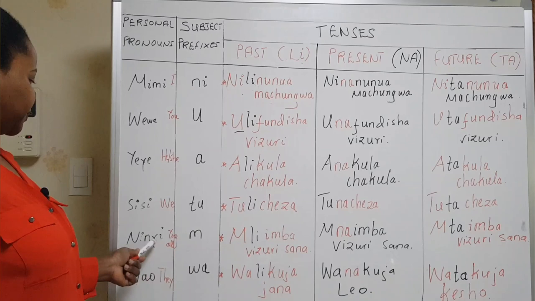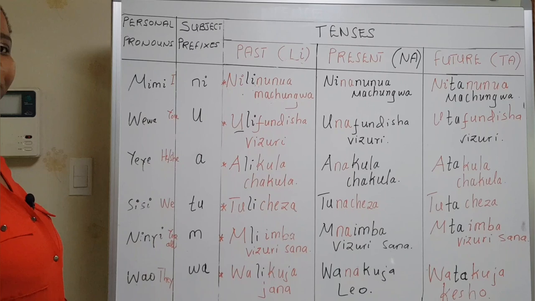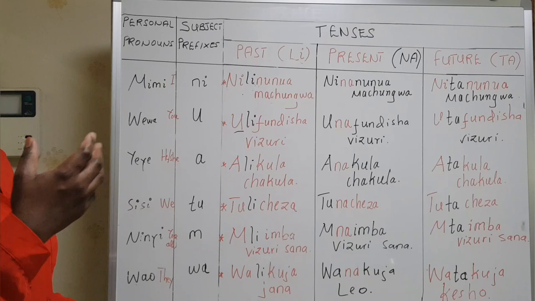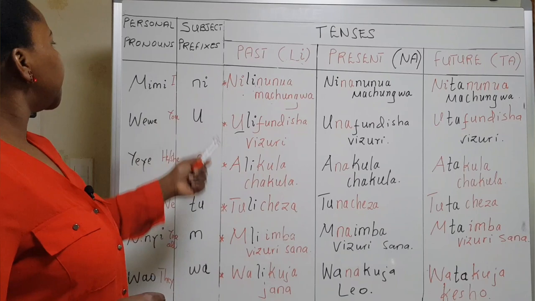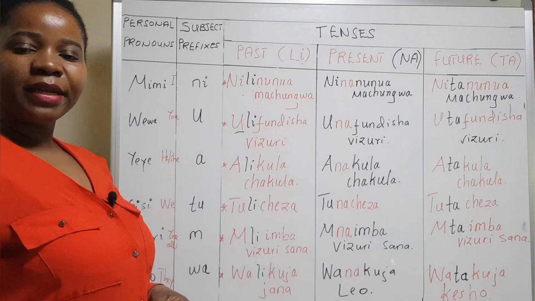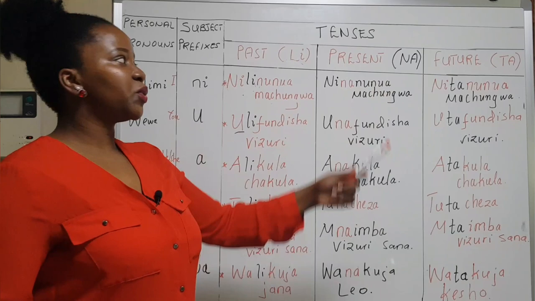ninyi, which is you all, and we have subject prefix wa, which represents personal pronoun wao, which means they. So we have subject prefix ni, u, a, tu, m, wa. Anytime you want to make a sentence, you start with the subject prefix, then you move forward to the tenses and verbs. All right? Right now, I've just given you three simple tenses.